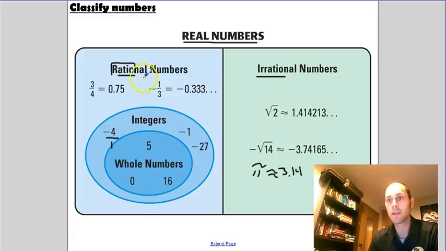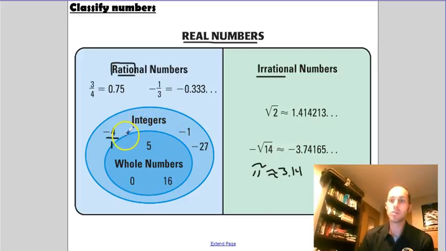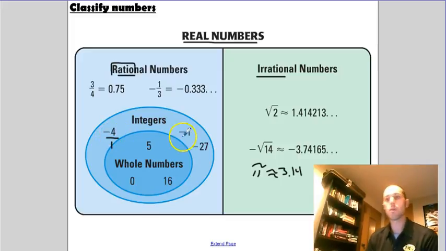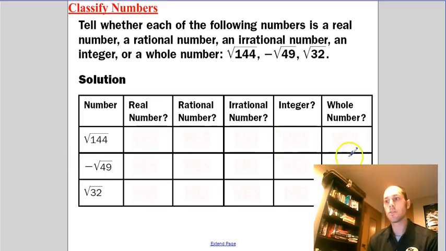Within rational, we can break those down into integers. Those are numbers without any decimal or fractions after them. It's just the -4 or the -1 or a 5 could be an integer. Integers are both positive and negative. And then once we classify the whole numbers, those are just positive. Those also include 0. So the whole numbers are the ones we get when we take the values of those perfect squares.